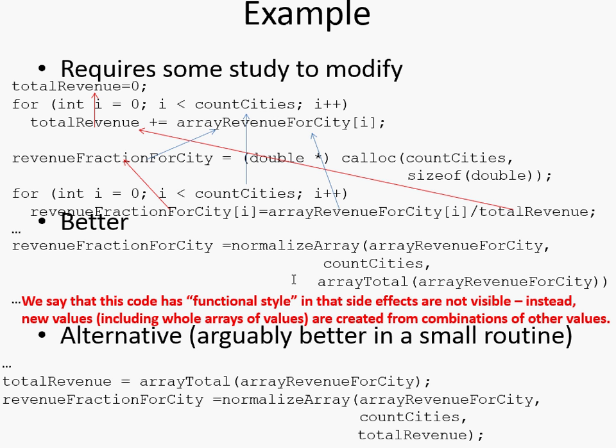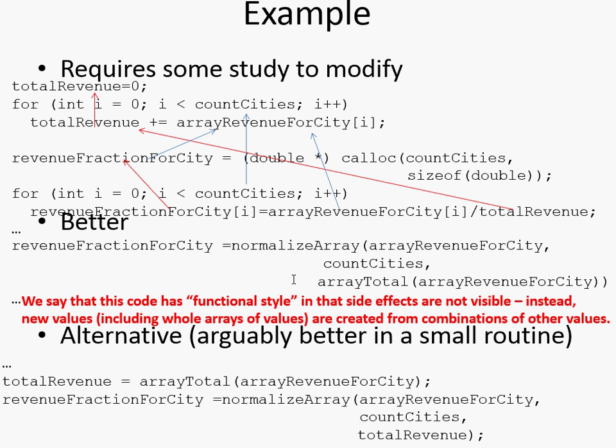Our whole job here is to get out a certain array, revenue fraction per city. And instead of doing this longhand, where we have to trace the dependencies, what we can write is simply revenue fraction for city equals normalized sum array of some array revenue for city. This is one of the inputs this thing used. The count of the cities and a total up of this array. Okay, that's what's basically going on here.